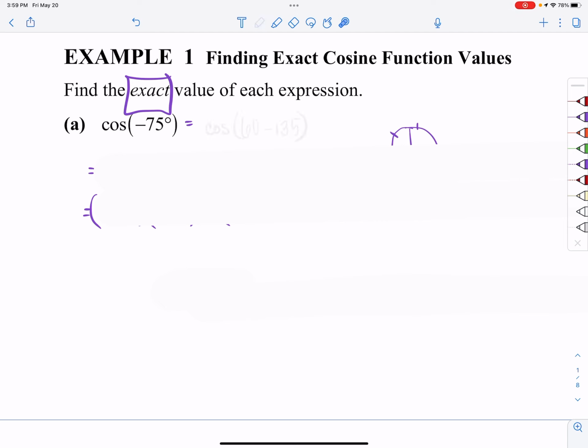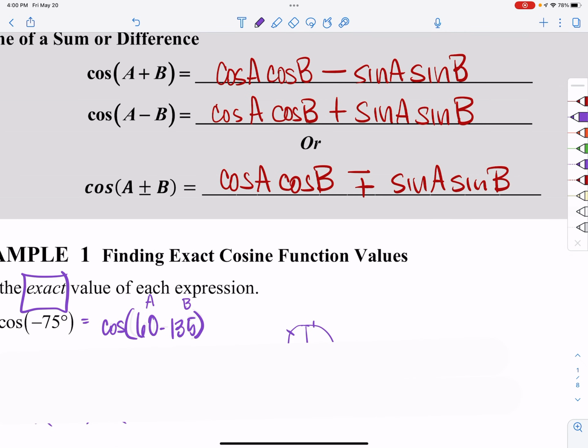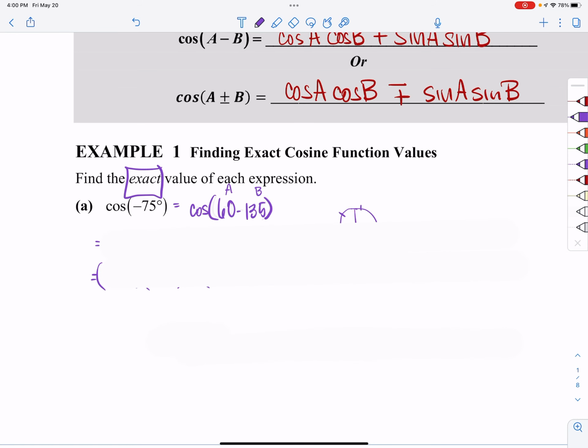So what we're going to work with here is the cosine of 60 minus 135 degrees. 60 degrees minus 135 degrees. This will give us a negative 75 degrees, where our angle A is 60 degrees and our angle B is 135 degrees. And we're going to use the cosine difference identity that we have. So the next thing we're going to do is just simply plug into the equation. Cos cos plus sine sine. So that's going to be cosine 60, cosine 135 plus sine 60, sine 135.